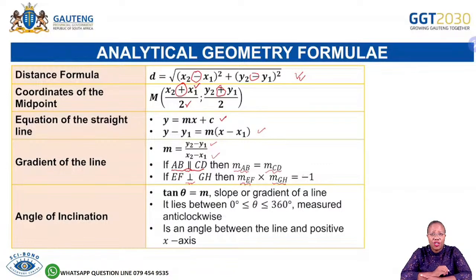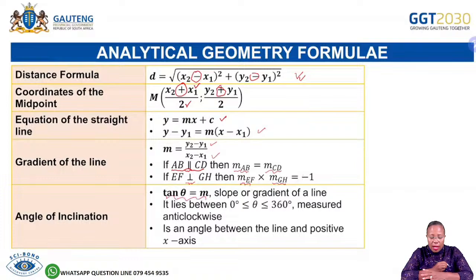Angle of inclination. An angle of inclination is calculated using the equation tan theta is equal to m, of which m is the gradient of the line we are referring to. That means it also indicates the slope or a gradient of a line. Inclination is the slope or the gradient of a line.